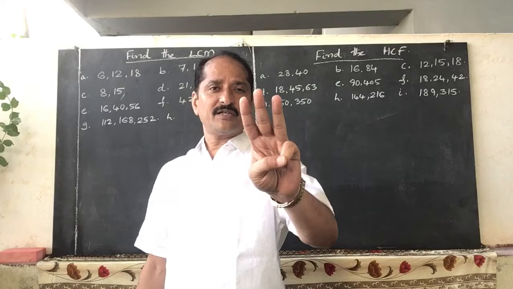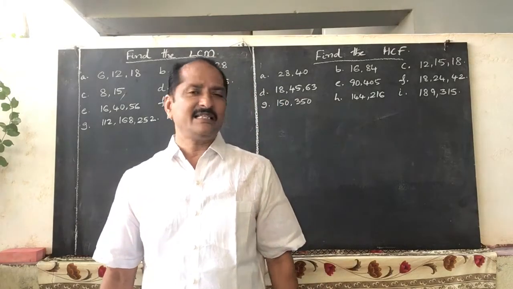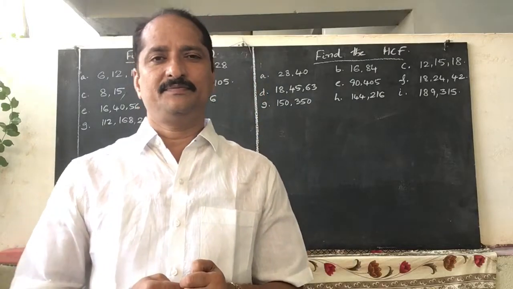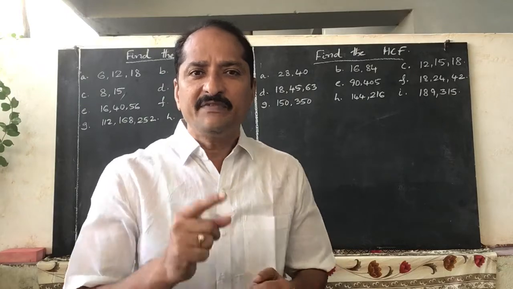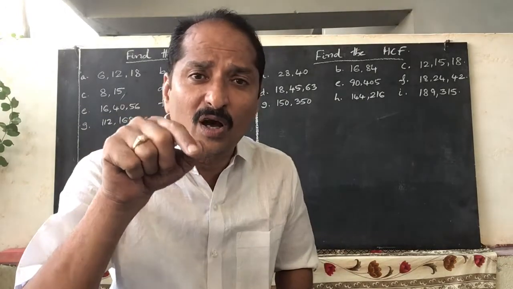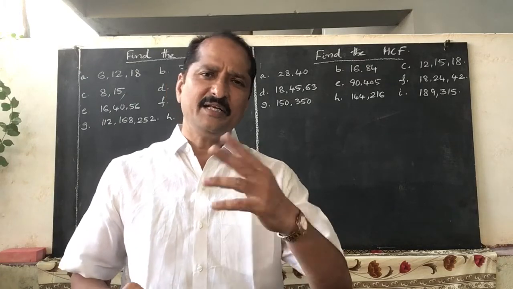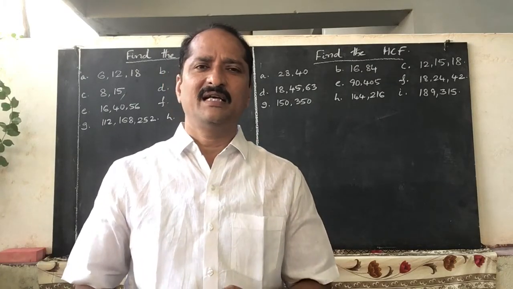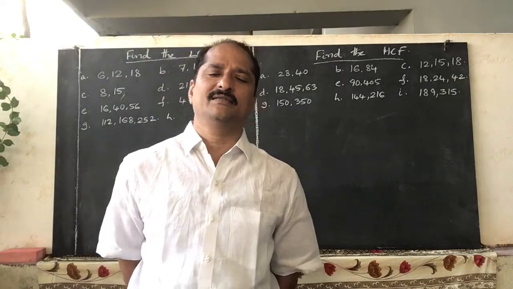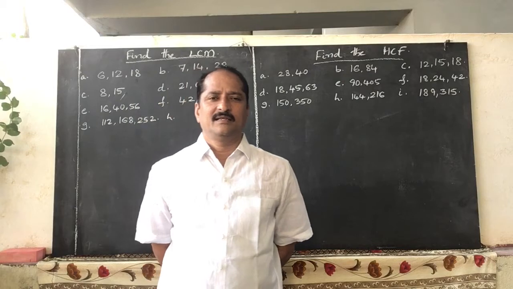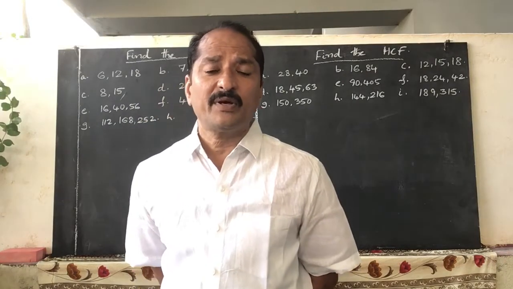And the third point, observe carefully while finding the LCM. While finding the LCM of two or more numbers, observe carefully the greatest number. If the greatest number is a multiple of the other number, any one or two numbers, then the greatest number will be the LCM of those numbers. That is the third property of LCM.